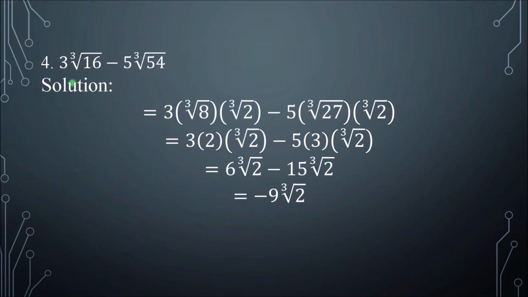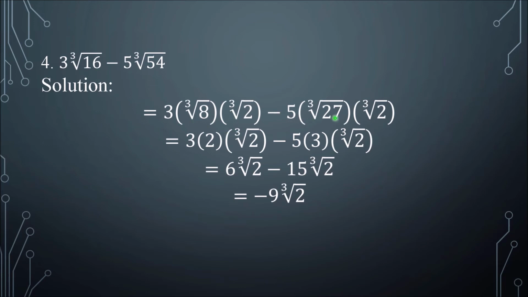Number 4. 3 cube root of 16 minus 5 cube root of 54. So as you can see, they have the same index, which is 3, but they have different radicands. So let's simplify first. So cube root of 16 can be turned into cube root of 8 times cube root of 2. Why cube root of 8? Because 8 is a perfect cube factor of 16.